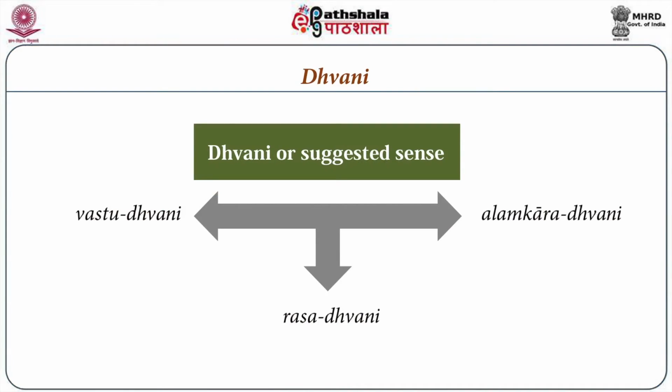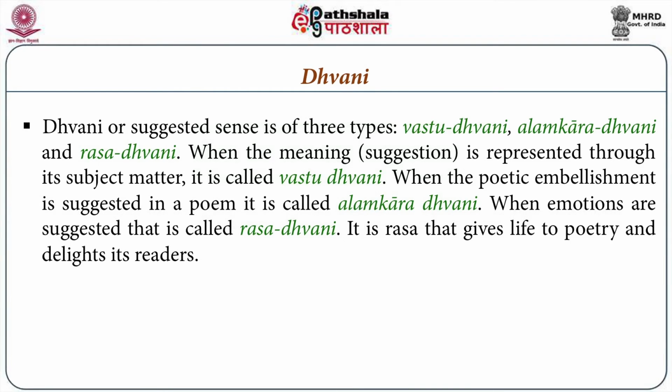Vachya or explicit aspect of poetry is expressed either through figures of speech and matter-of-fact expression. Pratyaman aspect is the unexpressed sense. Dhvani or suggested sense is of three types: Vastu Dhvani, Alankar Dhvani and Rasa Dhvani. Anandvardhan and Abhinavgupta both gave preference to Rasa Dhvani over Vastu Dhvani and Alankar Dhvani.